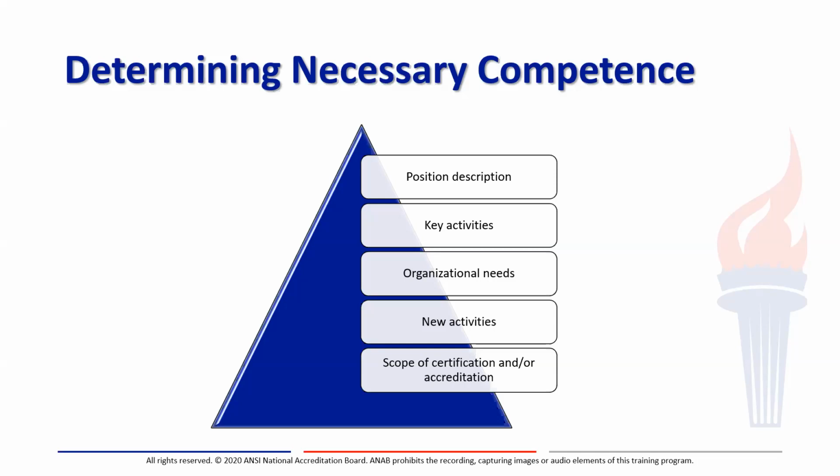One way to do this is by defining the key activities of the organization. Are all key activities covered by the job descriptions? Are there sufficient competent personnel to perform those key activities? Are the organizational needs met with the competency of the personnel available? If new activities are planned, such as the introduction of a new product line, new test or calibration, or new technology, are there competent personnel available to perform those new activities? For certified or accredited organizations, using the scope of certification and/or accreditation can aid in determining if sufficient competent personnel are available or if additional training is required to ensure personnel are competent to perform all of the activities related to the organization's needs and requirements.